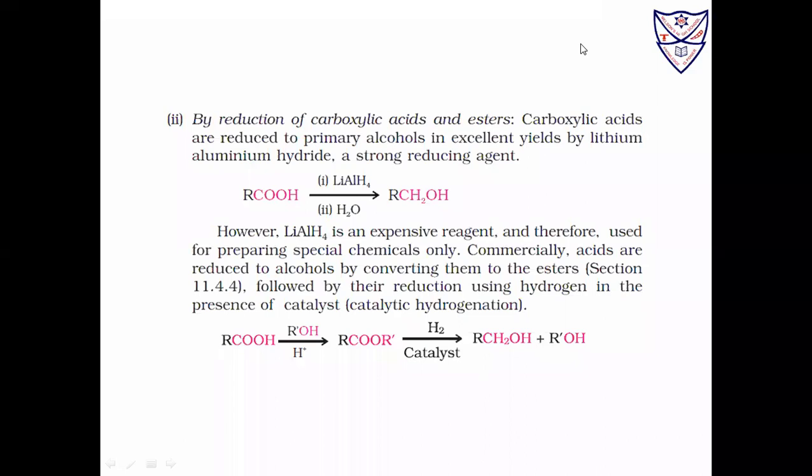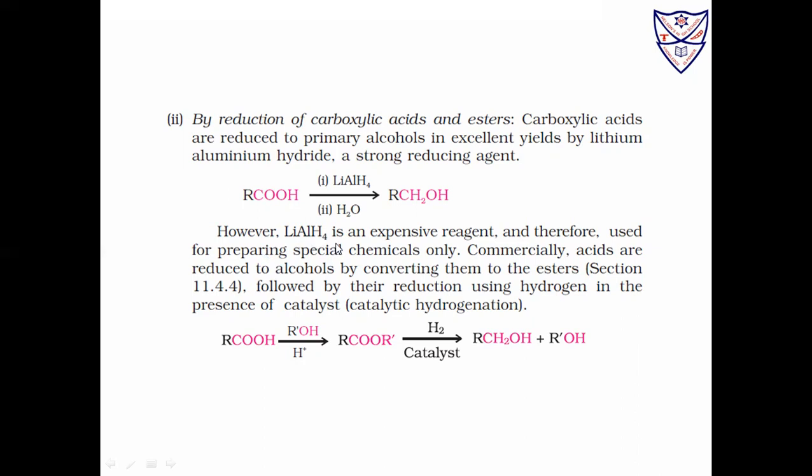So by reduction, carboxylic acids and esters are reduced to primary alcohols. In excellent yield, we get a good output with lithium aluminum hydride, that is LiAlH4, which acts as a strong reducing agent. So RCOOH, a carboxylic acid, in the presence of LiAlH4 gives RCH2OH. LiAlH4 is an expensive reagent and is therefore used only for preparing special chemicals.